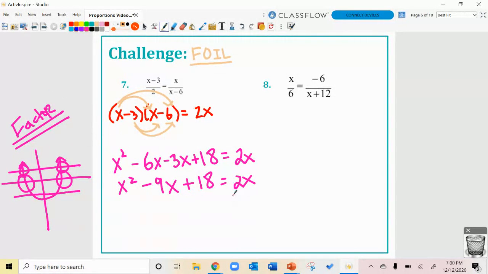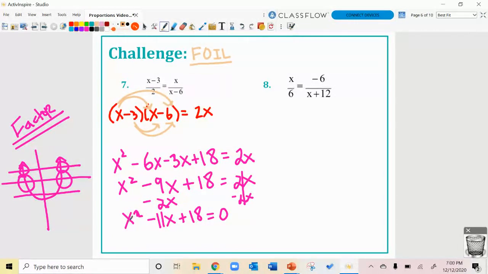In order to factor, maybe you remember that it has to be equal to 0. Minus 2x on both sides, minus 2x on both sides. So I've got x squared minus 11x plus 18. And it's okay if this is hard, it's called a challenge for a reason, right? So hopefully you're staring at this and you're like, I do remember doing this, but I need some practice with it. And that's a great place to be, okay?